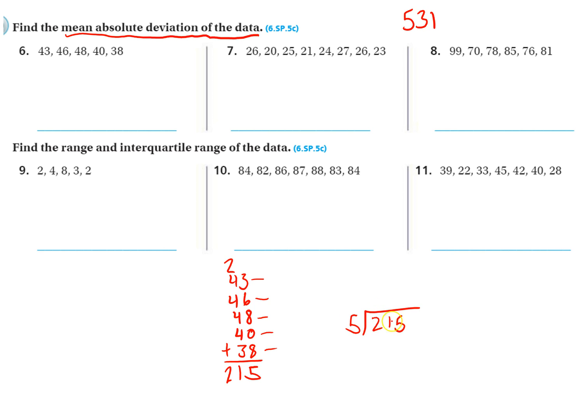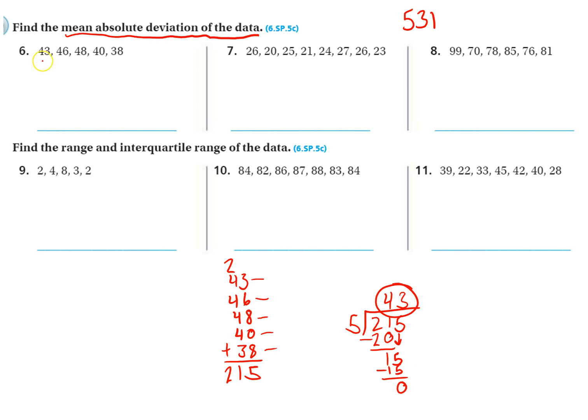5 can't go into 2, but it can go into 20. It goes in 4 times. Bring my 5 down. 5 goes into 15 3 times. So 43 is my mean.